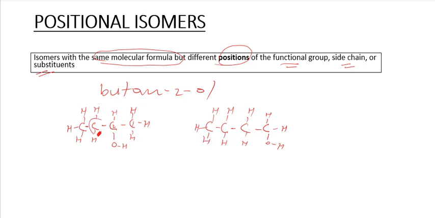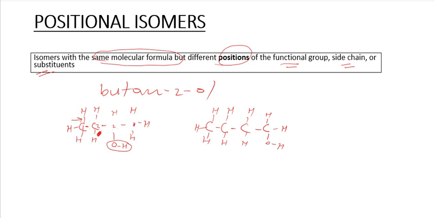Okay, it is on carbon number 1. If you see, here it's carbon number 2. This is carbon 1, this is carbon 2. So you can just put it on carbon 1. It's just a positional isomer of butan-2-ol.